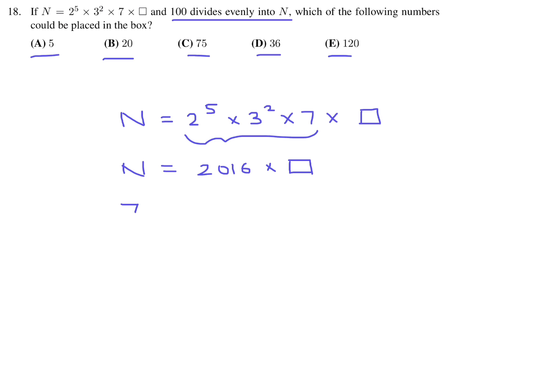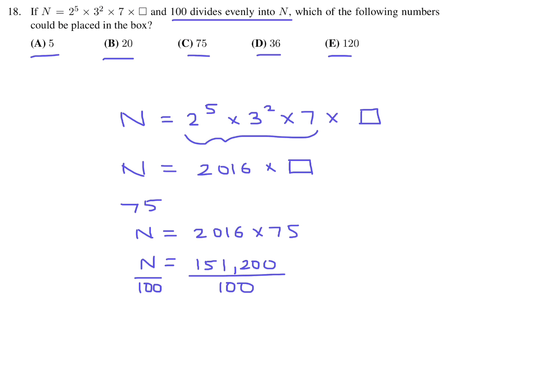When I substituted 75, I got 2016 times 75 for n, and that is 151200. And that is indeed divisible by 100, because if you divide by 100, you'll get an integer. You'll get 1512. And that happens when the number 75 is placed into the box. So number 18, the answer is C.